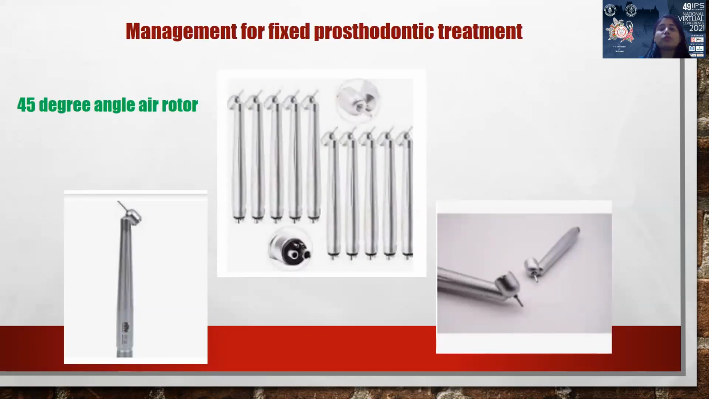After removable prosthodontic treatment, we come to the management for fixed prosthodontic treatment. We can use those techniques which we used in removable prosthodontic treatment. Along with those tray impression techniques, we can use a 45-degree angle air rotor in the cases of fixed prosthodontic treatment. The 45-degree angle handpiece makes it easy to achieve access in microstomia patients, as shown in the figure.